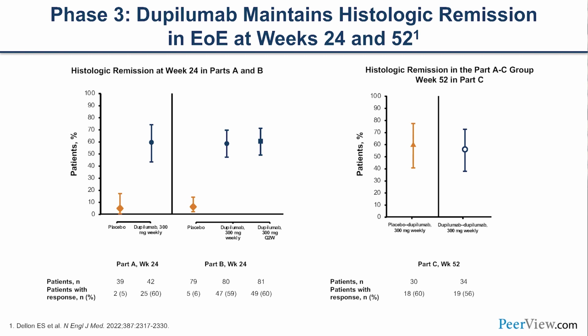Now again, when those patients in Part A were followed for another 6 months, patients originally treated with dupilumab maintained that response histologically over the next 6 months and up to 52 weeks. And patients initially treated with placebo, who were then given dupilumab, achieved a similar approximately 60% histologic result, and that's shown in the panel on the right.